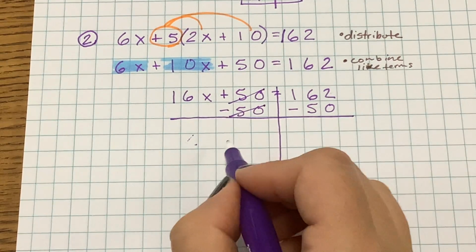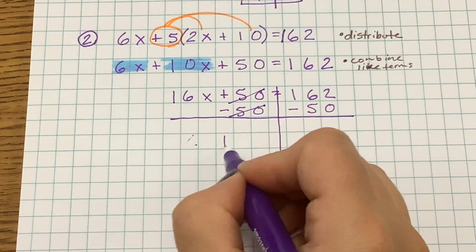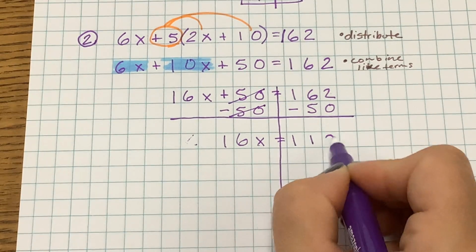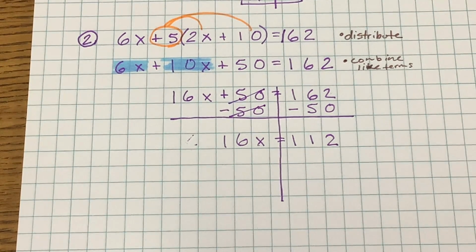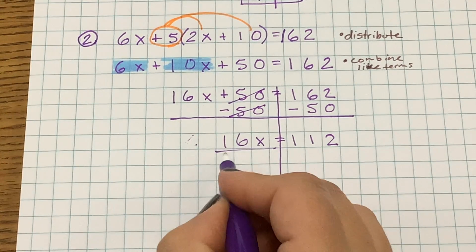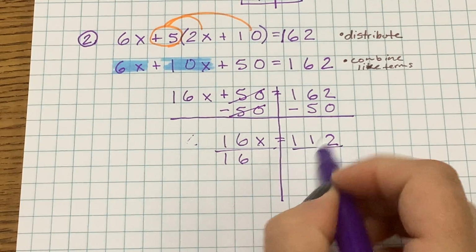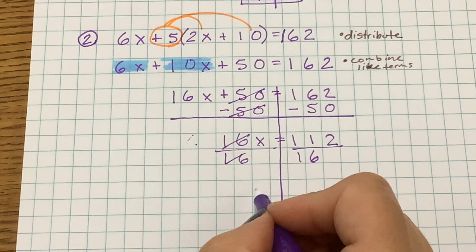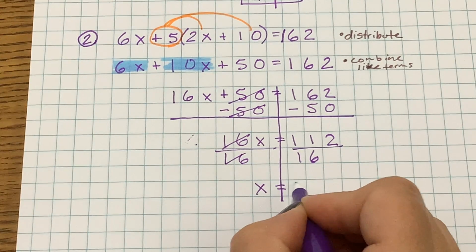Inverses cancel. And then 16x equals 112. And then our final step. And what is 112 divided by 16? So x equals 7.